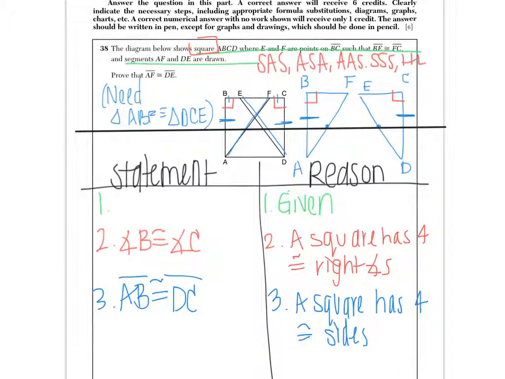Now, for the third one, I might try to use something regarding this top segment, BC, except that I know that BE is congruent to FC. And EF is kind of stuck there in the middle. In the end, I need BF. So if I have BE plus EF, that would give me that whole segment. I also need EC. So if I have FC and EF, that would then give me EC. So what I'm going to do is state that EF is congruent to itself. And that's by the reflexive property.